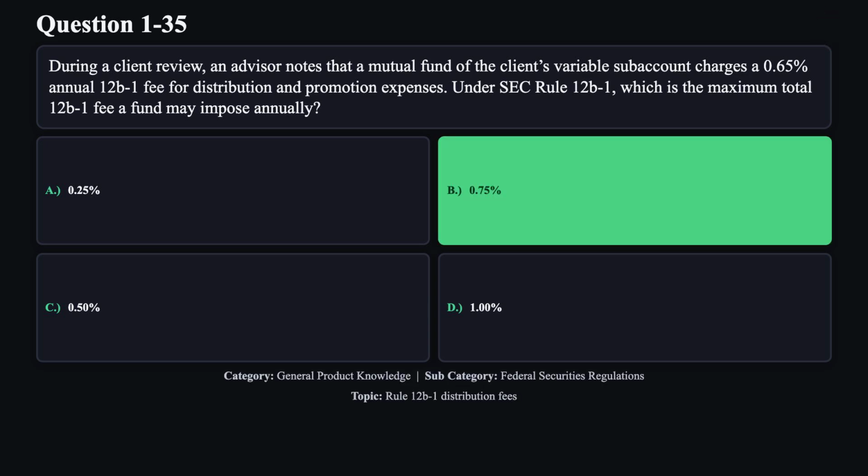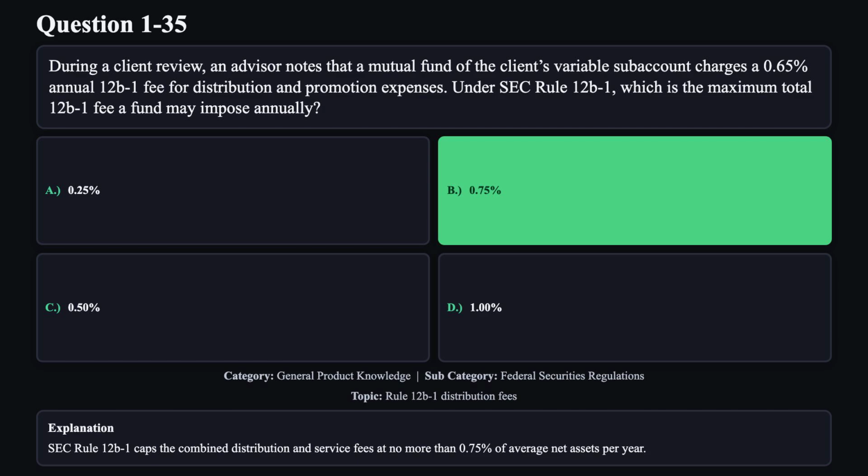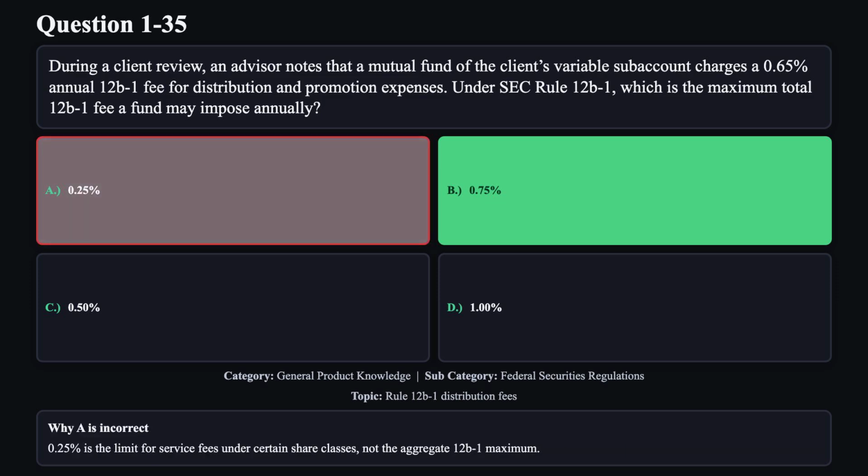The correct answer is B. SEC Rule 12b-1 caps the combined distribution and service fees at no more than 0.75% of average net assets per year. Reason A is not correct. 0.25% is the limit for service fees under certain share classes, not the aggregate 12b-1 maximum.